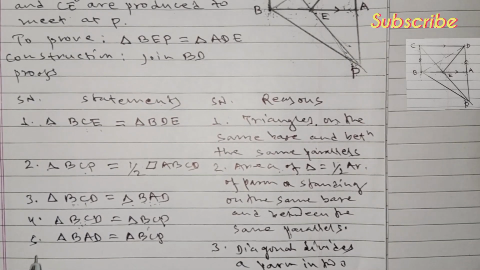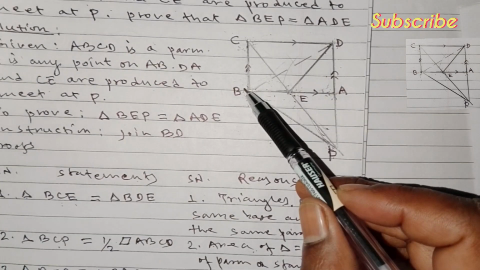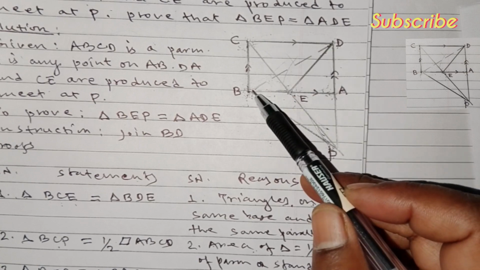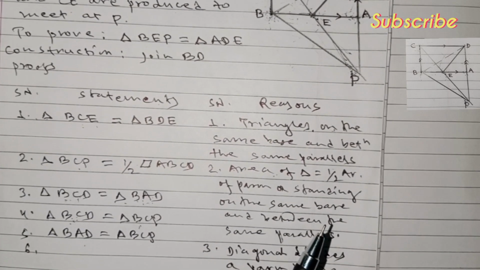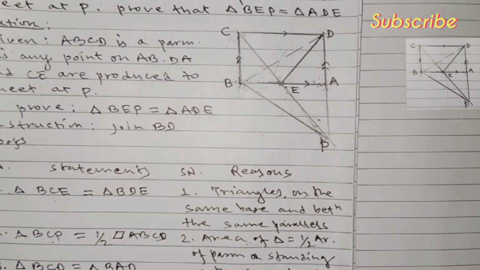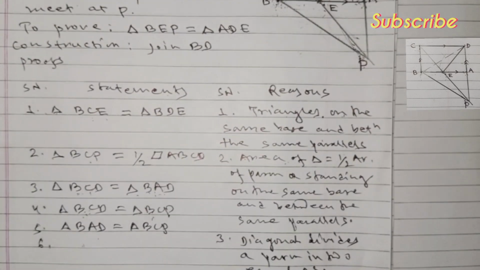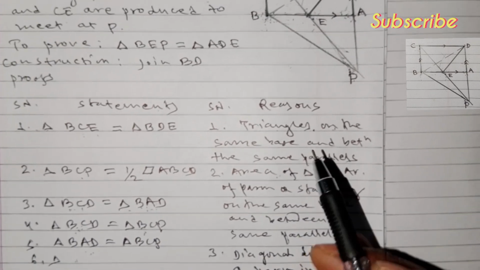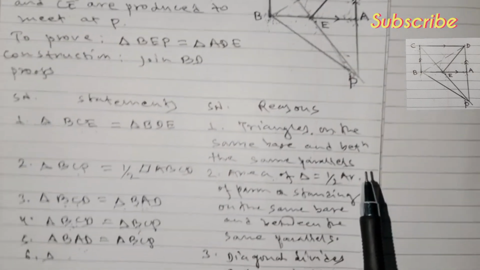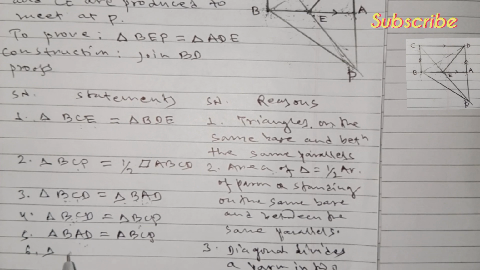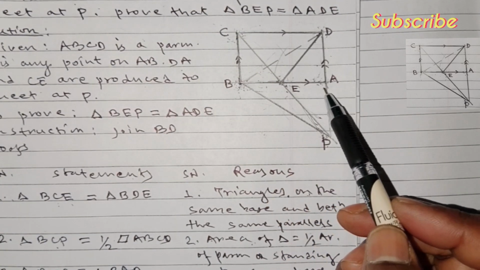Dear students, now in statement number 6, triangle BAD contains two triangles. One is triangle BED, another is triangle AED. So let's break down triangle BAD into two parts: triangle BDE plus triangle ADE.